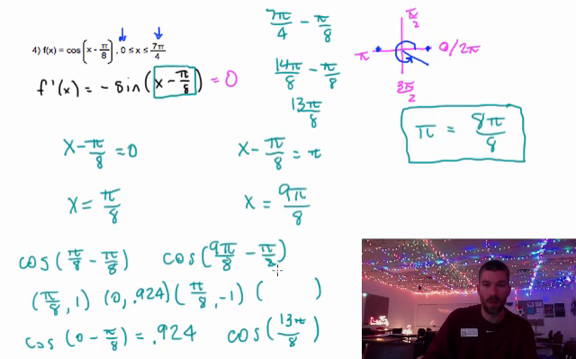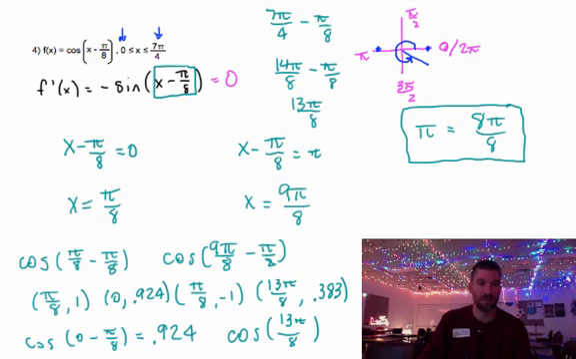And I get the point 13 pi over 8. And I get the point, let me go ahead and clear this little guy off right here. I need a little bit more room for my decimal. 0.383.